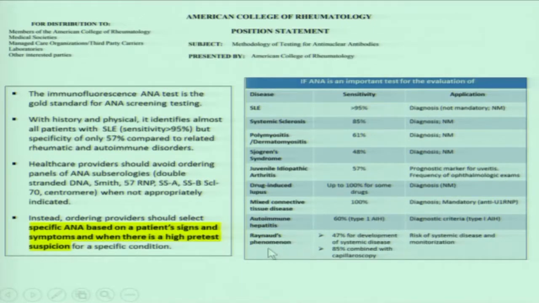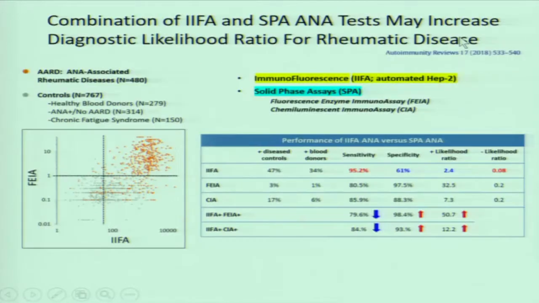Raynaud's phenomenon, if you have a positive ANA in a younger person, new onset Raynaud's, and mostly these capillary changes in the nail fold, then the risk for systemic disease is fairly high, and so you follow those patients closely. So those are the situations in which it helps. For anything else, you don't really need an ANA anyway.